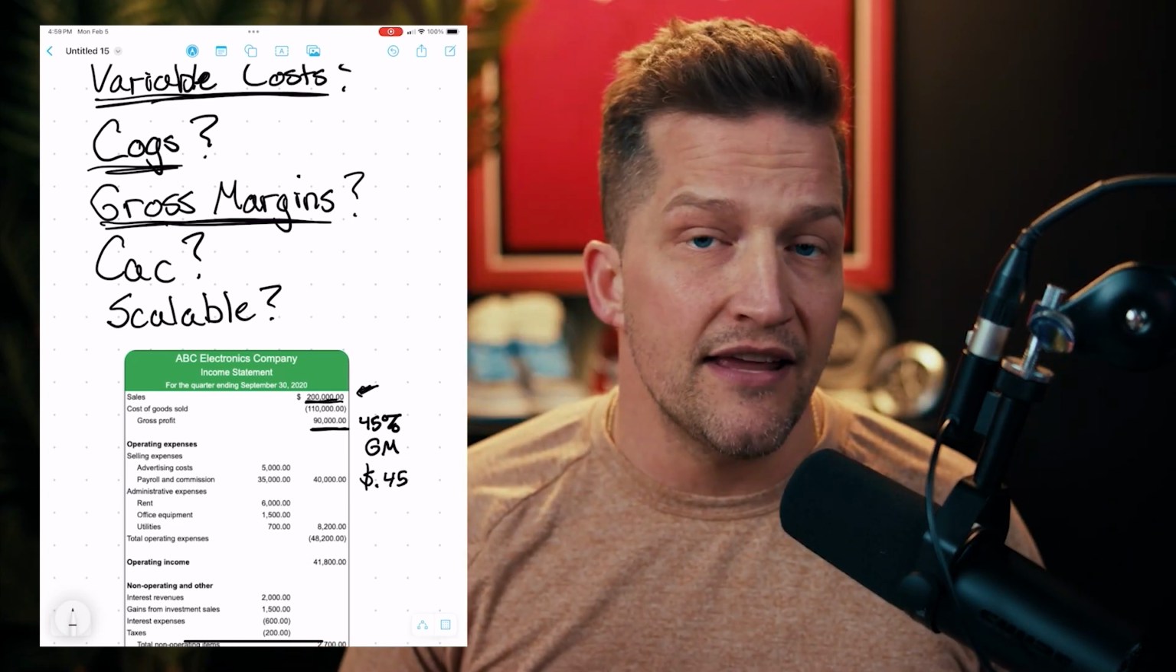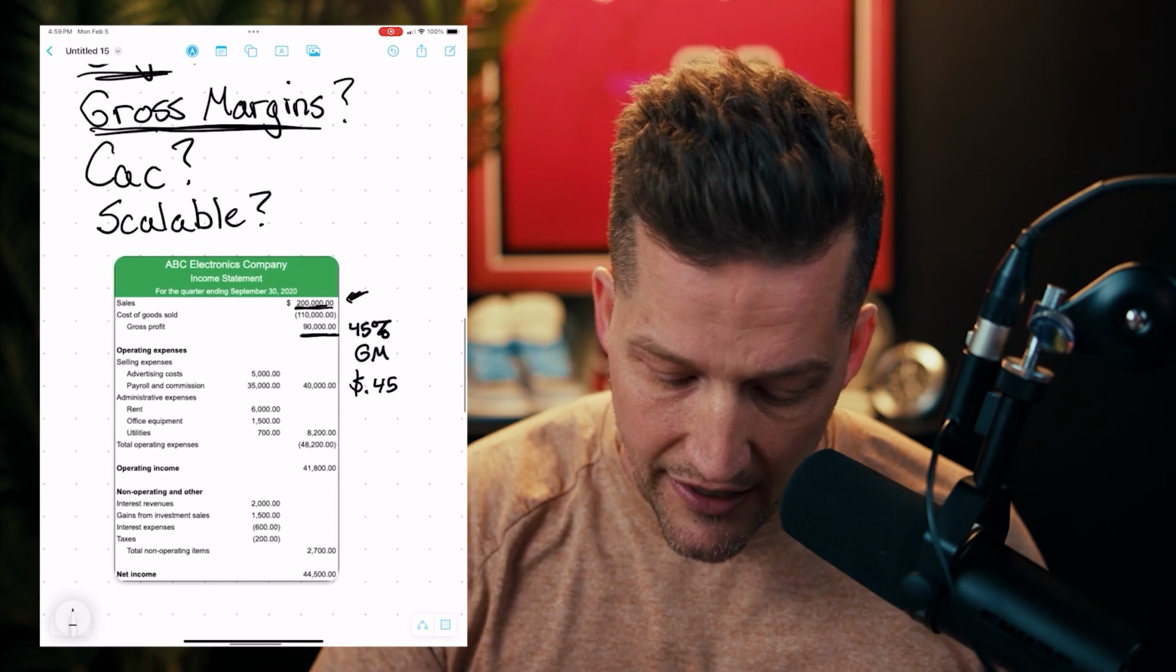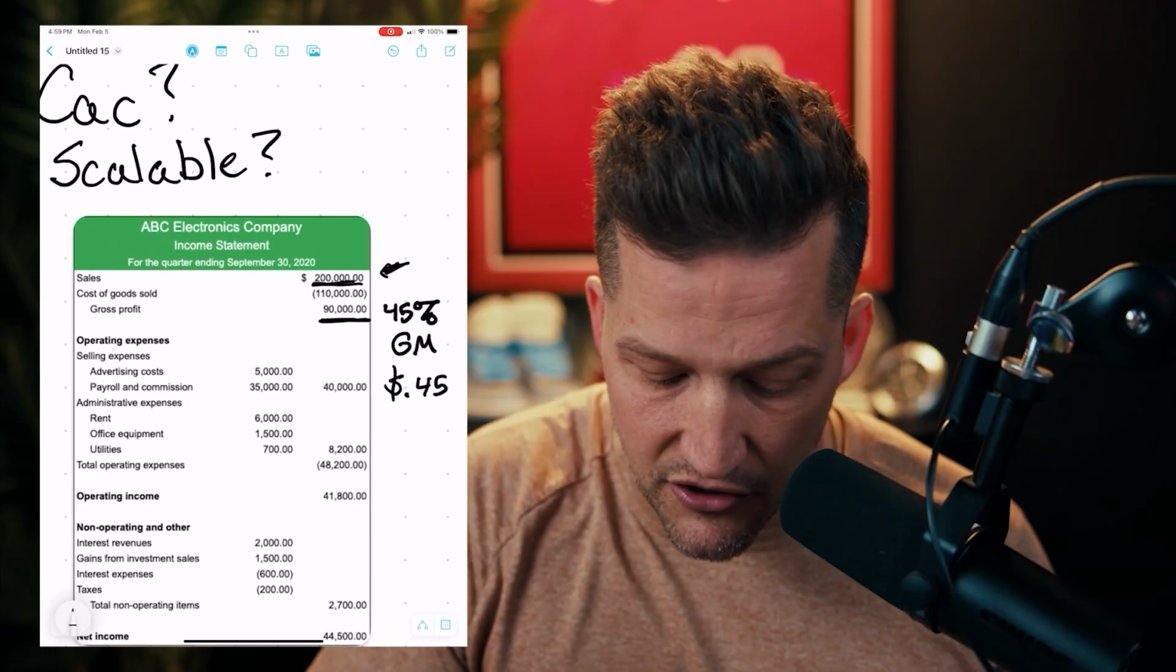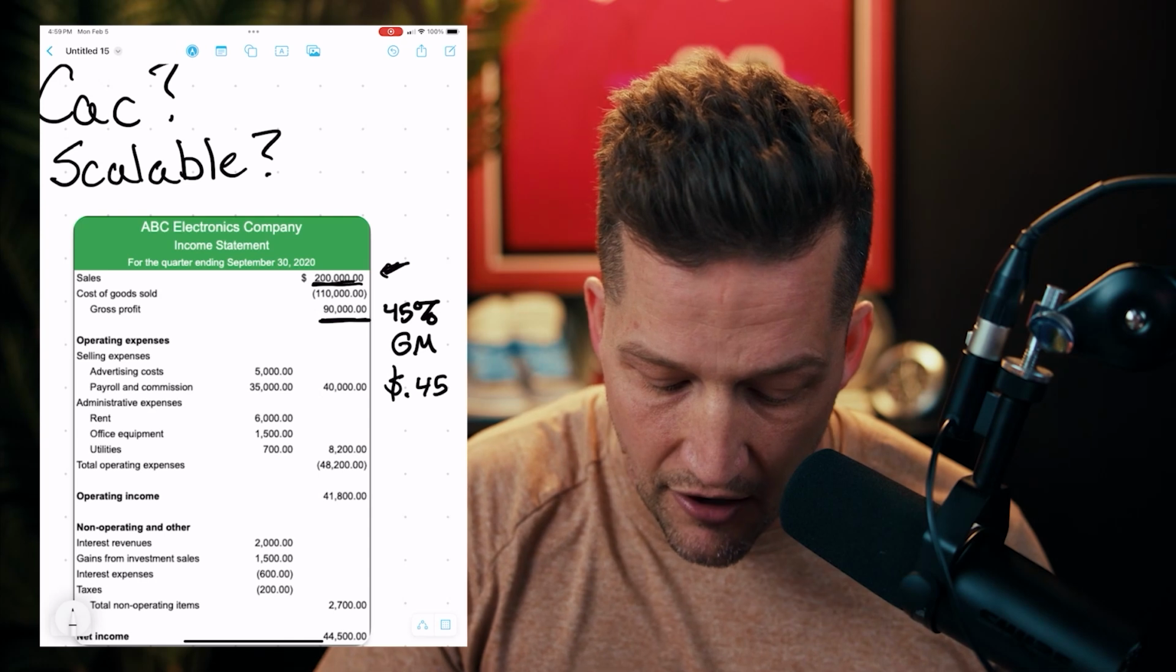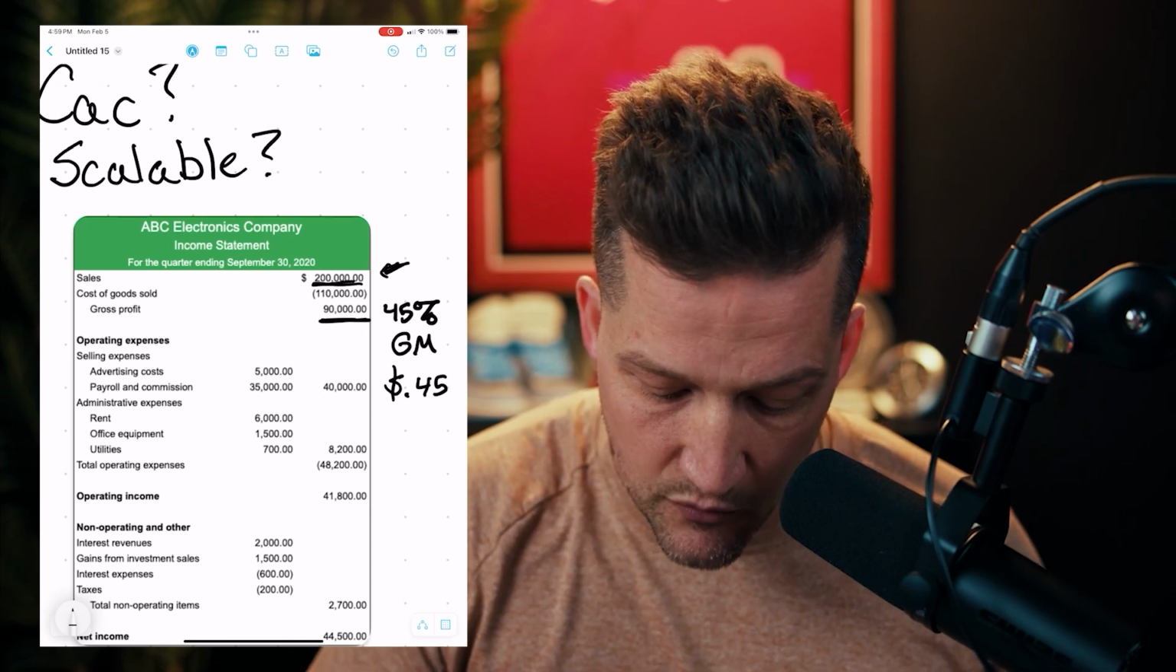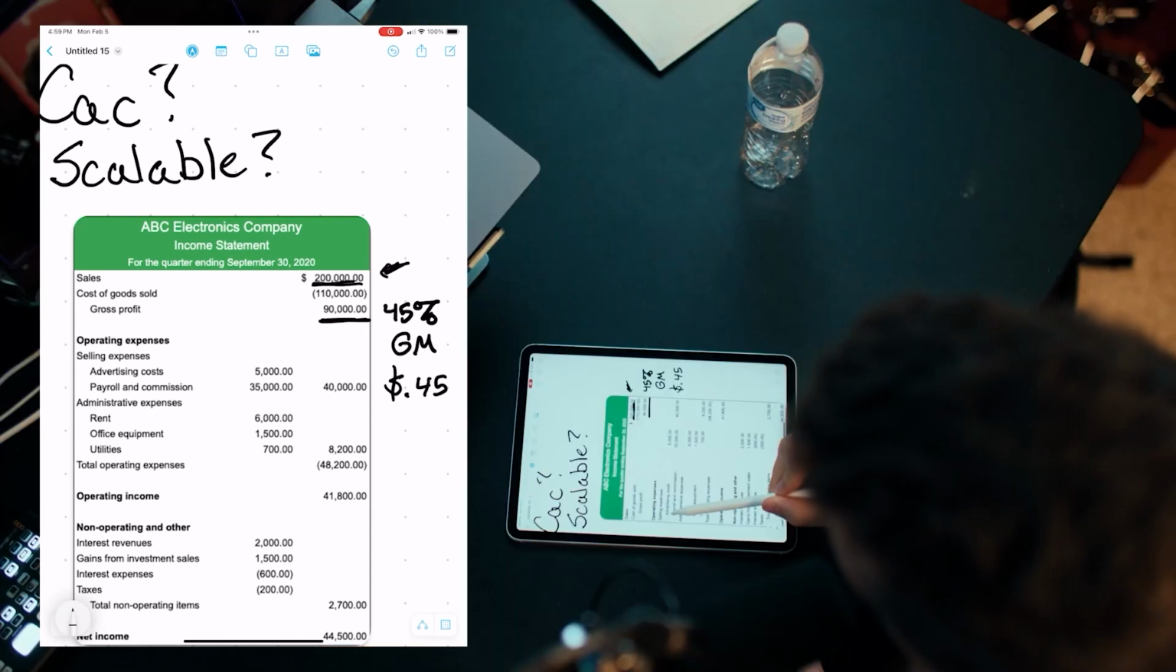And then the other aspect that I like to factor in that actually goes below the line in a typical income statement. So a typical income statement has the cost of goods sold and the gross profit above, and then the operating expenses, which for these particular things, you have advertising costs and payroll and commission. I like to figure out what my cost of acquisition is, or your CAC. And I actually like to move that above the line.